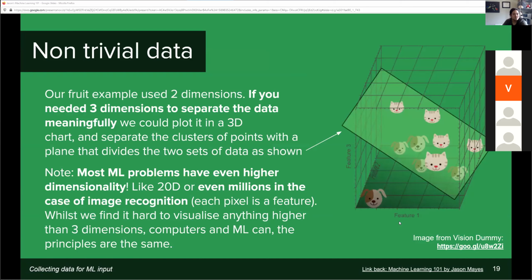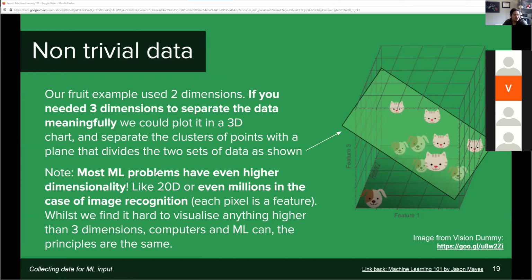With 3 dimensions of data, to separate the data meaningfully, we could do a 3D chart and separate the clusters of points with a plane that divides the 2 sets of data as shown. Most machine learning problems have even higher dimensionality, 20 dimensions, millions, right?